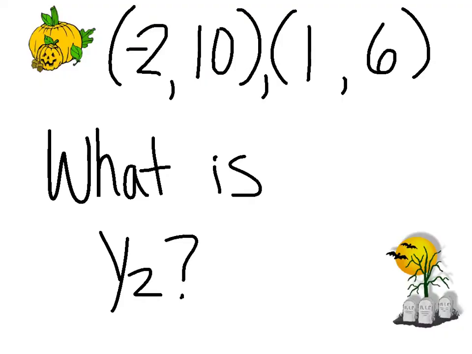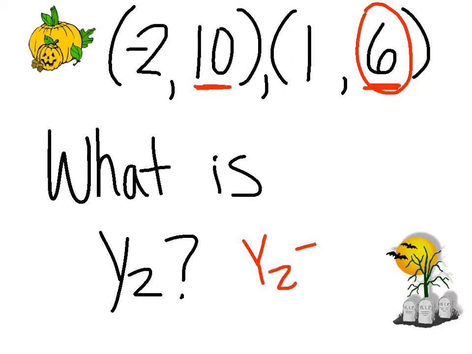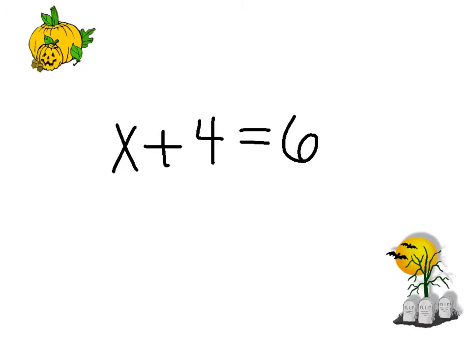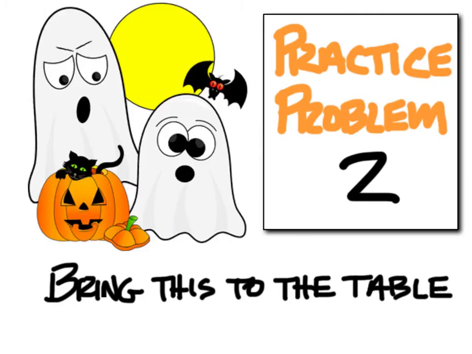Okay, practice problem number 1. What is the y2 of these 2 points? Our y values are going to be in the second position of our ordered pair, and y2 is going to be in the second point. Okay, the answer for the bonus problem should be 2.